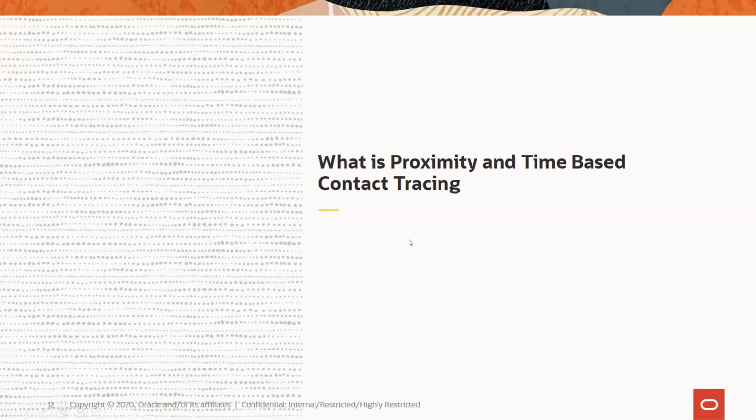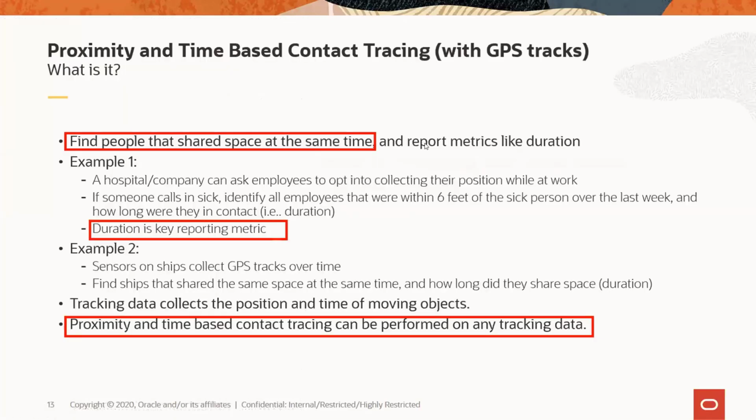Yes, thank you. So what is proximity and time-based contact tracing? This is a little different in that this works on GPS tracks. This truly works on GPS positions being reported as you're moving along, right? So find people that share space at the same time, and also report metrics like duration.